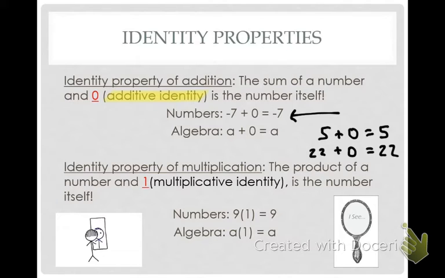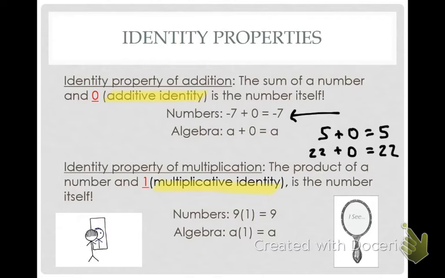Okay, next up, identity property of multiplication. If I multiply something by a 0, what do I get? That number. I get a 0, okay? So notice this rule is actually different. It says the product of a number and 1, which is the multiplicative identity, is the number itself. So for this one, don't try to multiply it times a 0. You're multiplying it times 1.